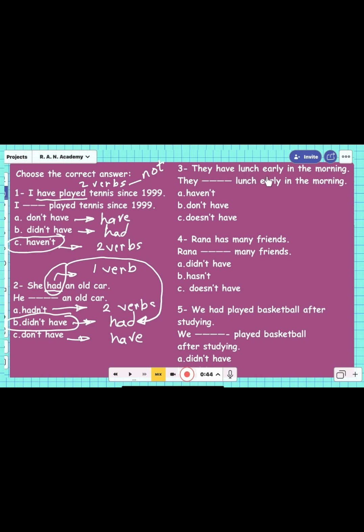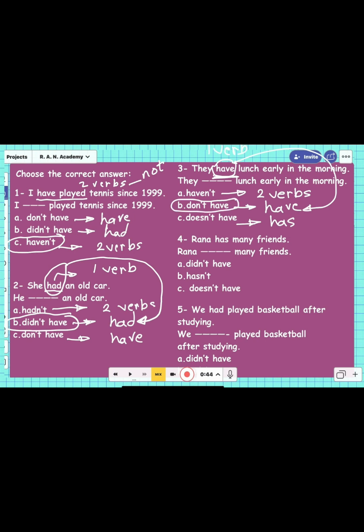Number three, they have lunch early in the morning. How many verbs do I have here? I have only one. Let's see the choices together. Haven't if I have two verbs. Don't have if I have in the sentence have. Doesn't have if the main verb is has. So which one do I have? I can see have in the sentence. So the correct answer is don't have.